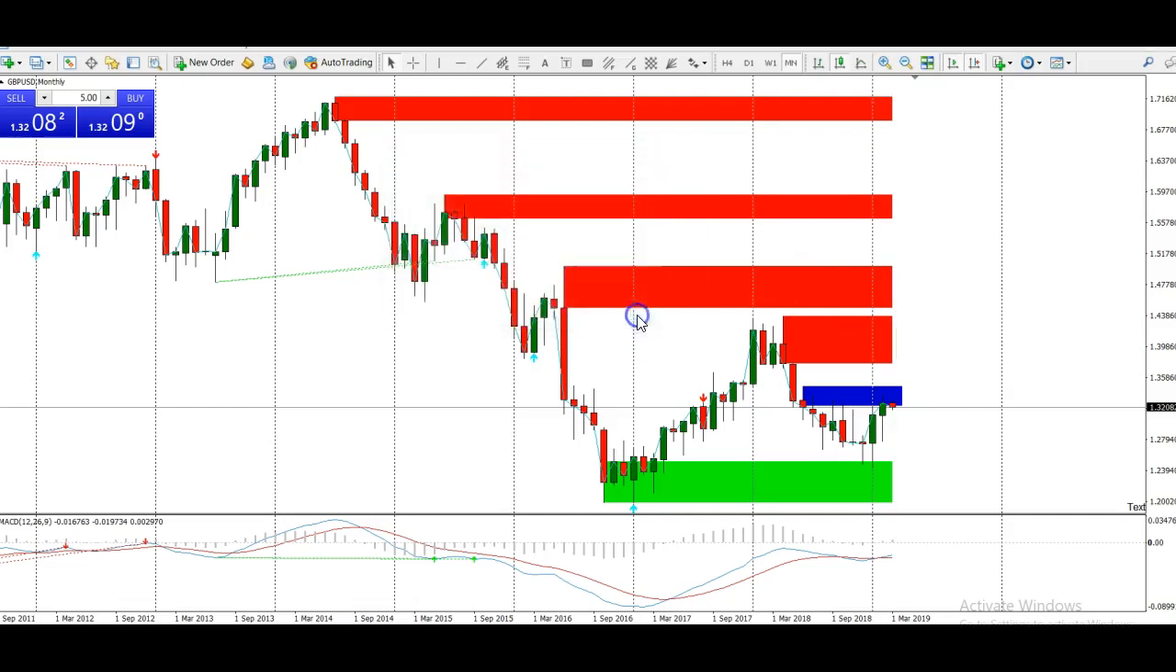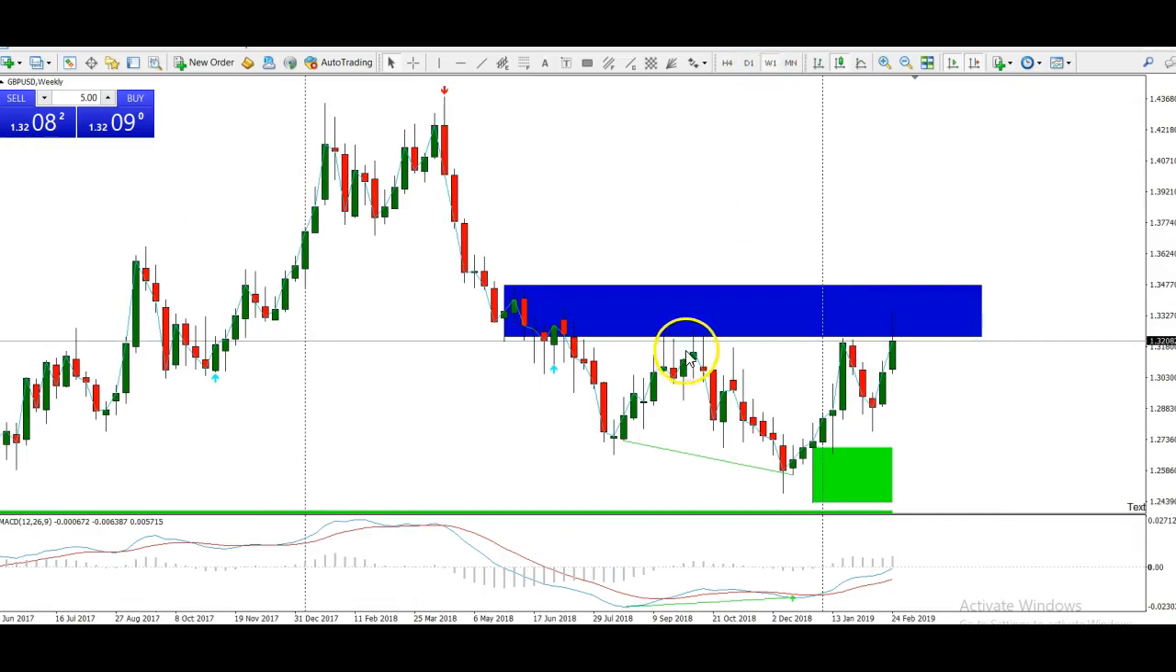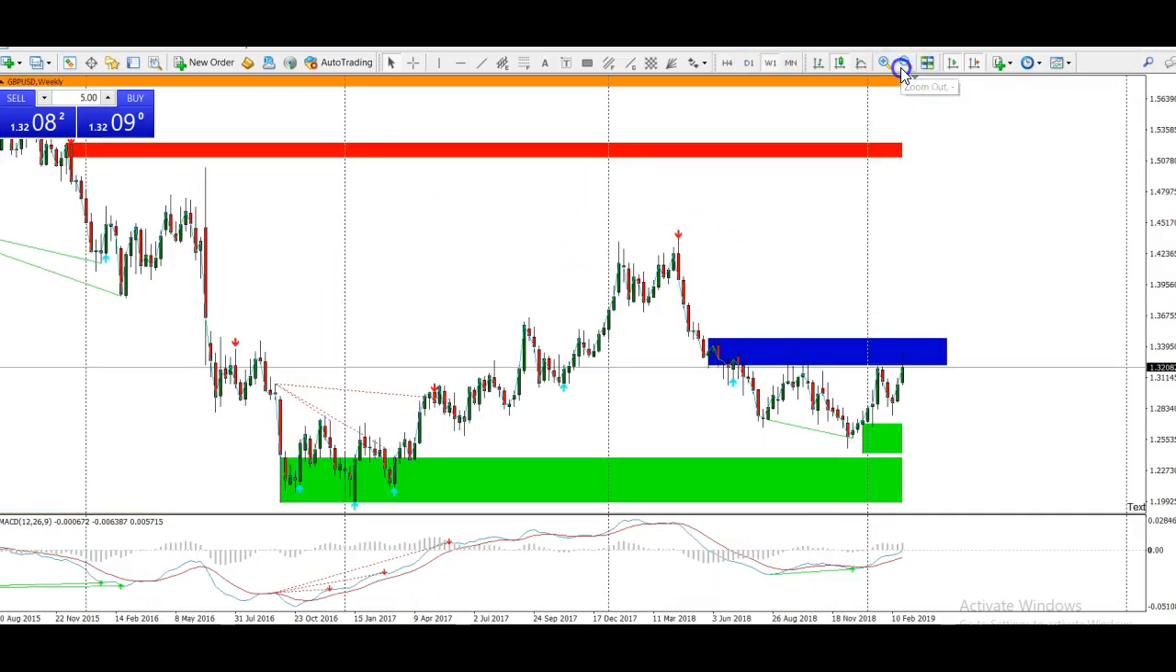Okay, so the market's slowing down here. 132. We're just going to have a look at the weekly here, see what's likely to happen over the coming weeks. Okay, so see if we're moving sideways here.